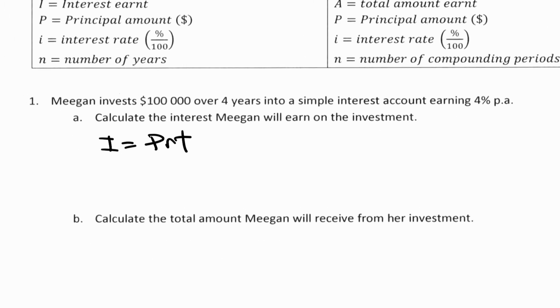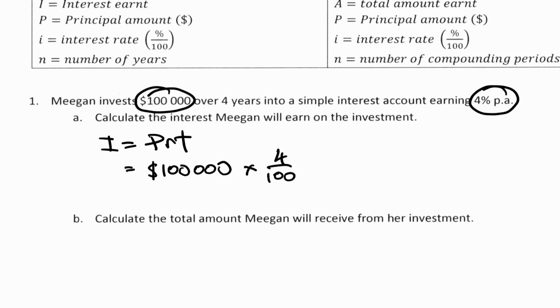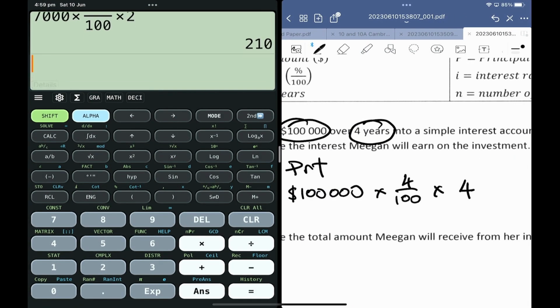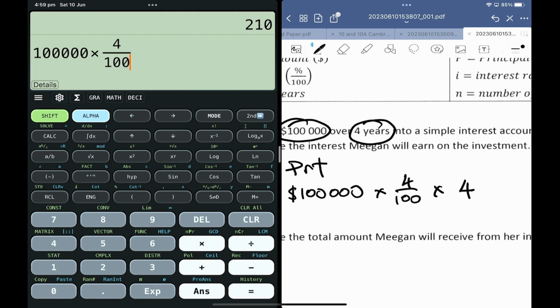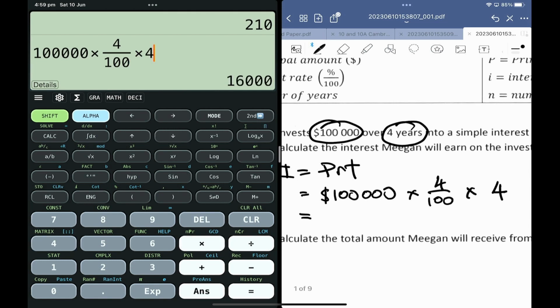And we have $100,000, that's the principal. We've got 4%, which we write as 4 over 100, that's the rate. And then we have 4 years, which is the time. And we plug that into our calculator and we get 100,000 times 4 over 100 times 4 years gives us $16,000.